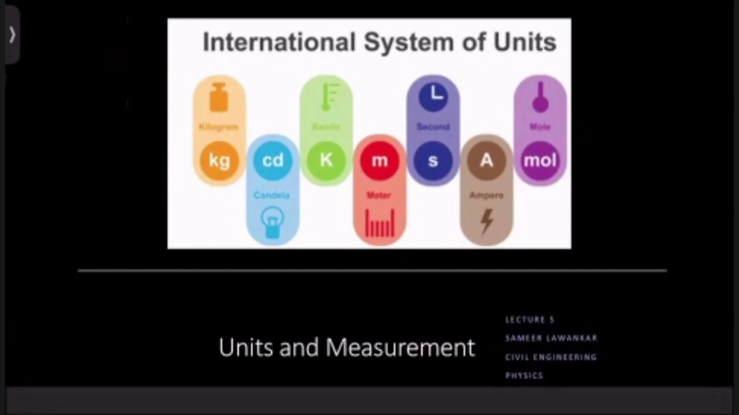Okay, so hello everyone again. This is lecture number 5 on units and measurements. Today we will go on with further discussions on significant figures and then we can move on to dimensional analysis. So this may be the last lecture on units and measurement. Let's look up and view the further discussions.